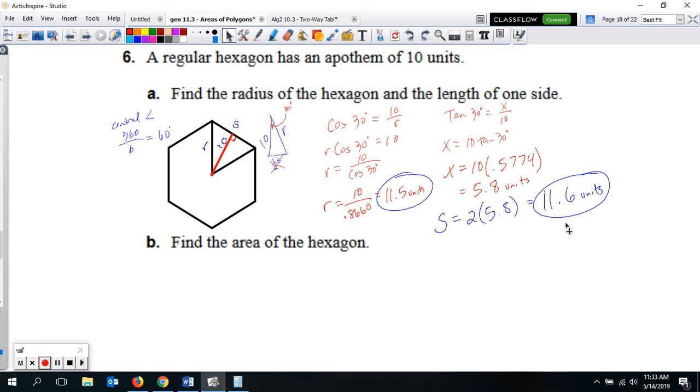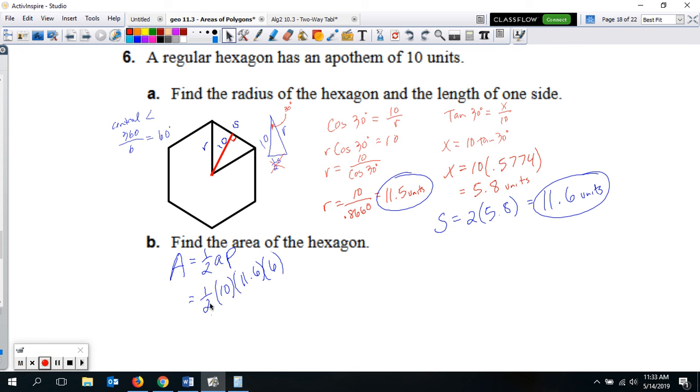And now letter B says find the area of the hexagon. So now we can go back to that area formula where the area is 1/2 times the apothem times the perimeter. So we can now plug everything in. We can start with the 1/2, and the apothem we know is 10, so it's times 10. And then the perimeter would be the side length. Our side length is 11.6 times 6 of them. So it's going to be 11.6 for the side length times 6 sides.